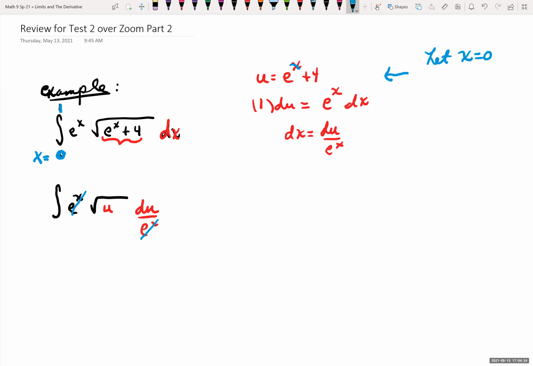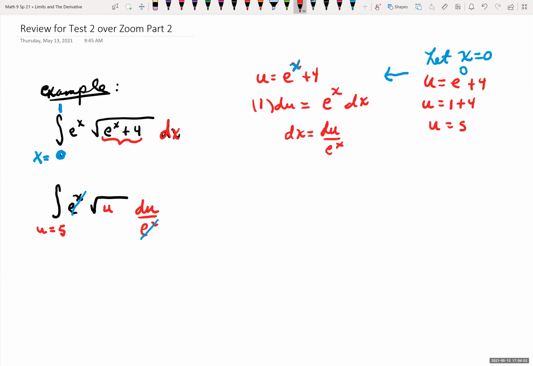If we do that, we can figure out what u is. u is going to be e to the 0 plus 4. Well, a number raised to the 0 other than 0 is 1. So e to the 0 is 1, plus 4. And so this gives us u is 5. So u is 5 when x was 0.